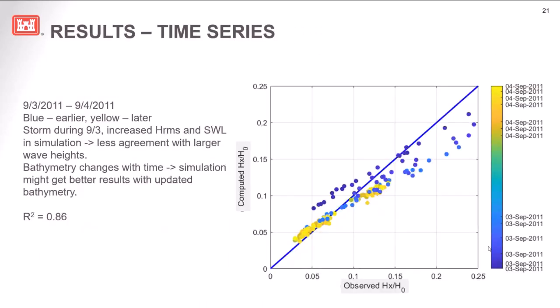Here are the results from the simulation. So the blue indicates earlier measurements and the yellow are later. So we can see that the storm occurred during September 3rd, from the increased wave heights and still water level that we included in the simulation. And we're seeing less agreement with those greater wave heights.